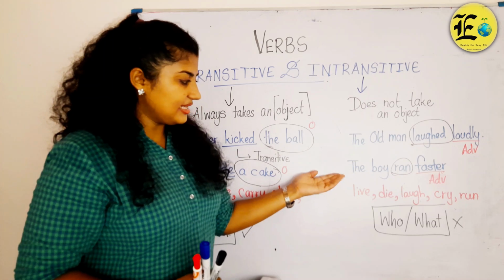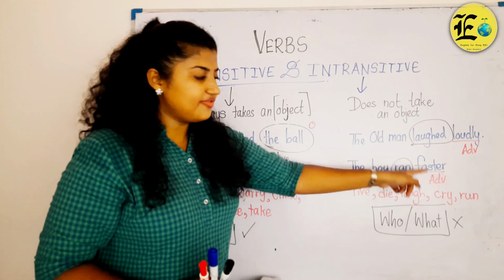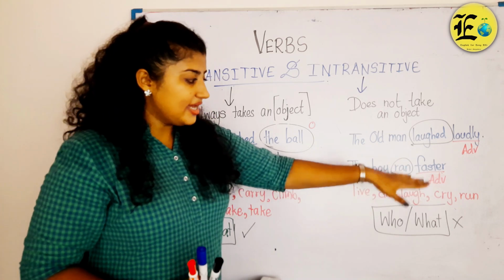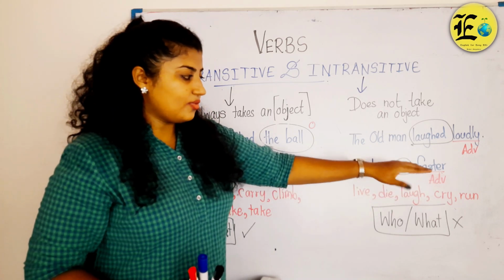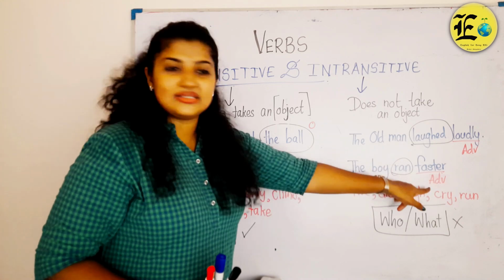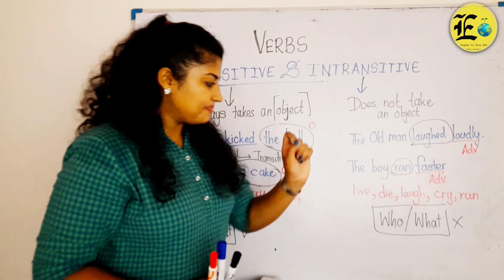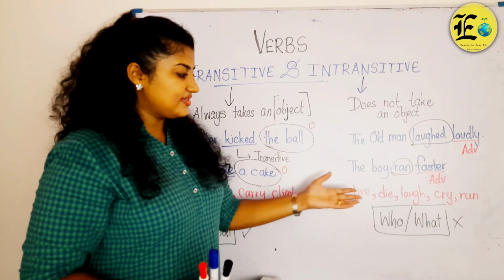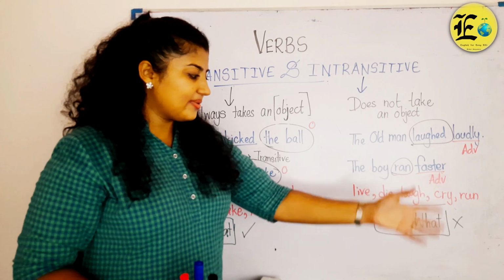Look at another example like this. The boy ran faster. That means here also the word faster is used to define the verb run. Therefore, it is an adverb. It's not an object. So there are some commonly used intransitive verbs like live, die, laugh, cry, run.